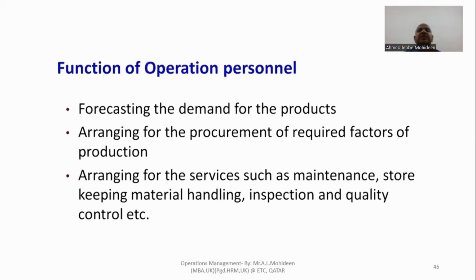The functions of operation personnel. Forecasting the demand of the products, that is important. Arranging for procurement of the required factors of production, and arranging for services such as maintenance, storekeeping of materials, and inspections and quality control. So inspection and quality control, very important. And also handling material management. The other things are also important, okay?